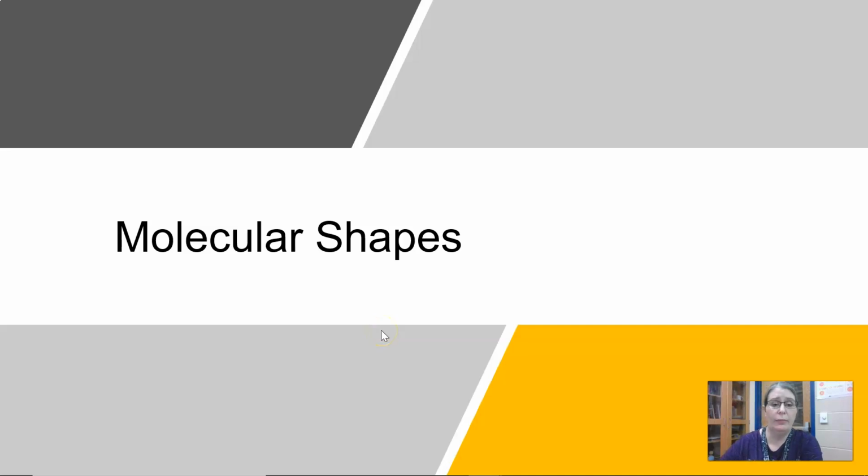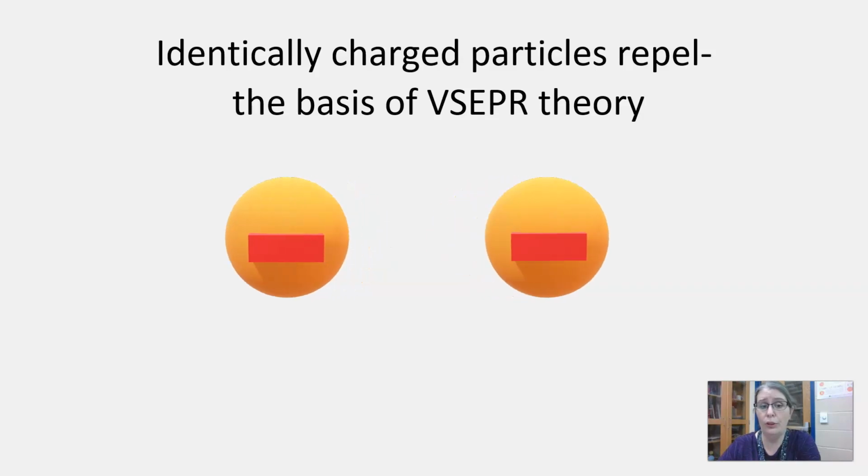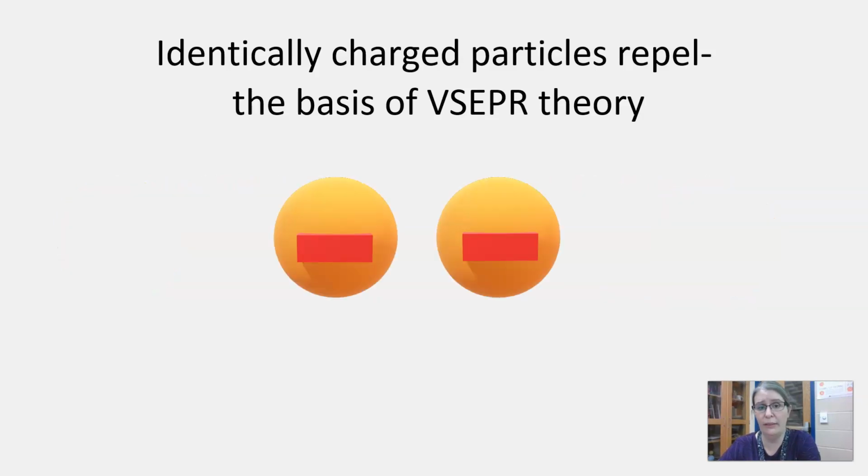Today we're going to be talking about the shapes of molecules and why they have their particular shapes, and what is causing those very predictable shapes to appear. So if I'm thinking about molecular shapes, fundamentally at core, identically charged particles repel each other. All electrons are negatively charged, so they will all push each other away. That's the basis of what we call VSEPR theory.